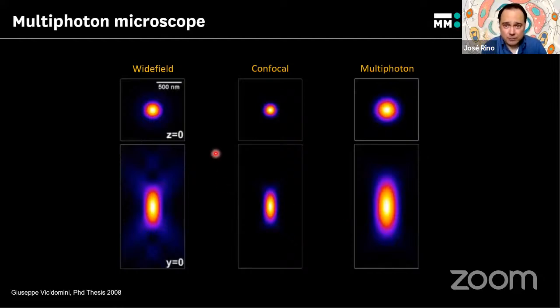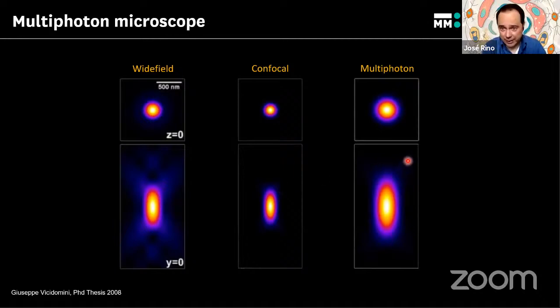So what are the downsides of this? Well, basically, the resolution of the multiphoton is not as good as that of the confocal. Remember from David's talk that the resolution depends on the wavelength of light. Because we are using twice the wavelength, the resolution in X, Y, and also in Z of a multiphoton will be worse than that of a confocal.